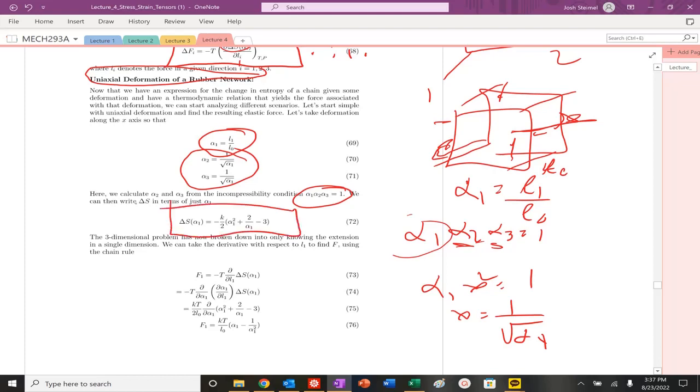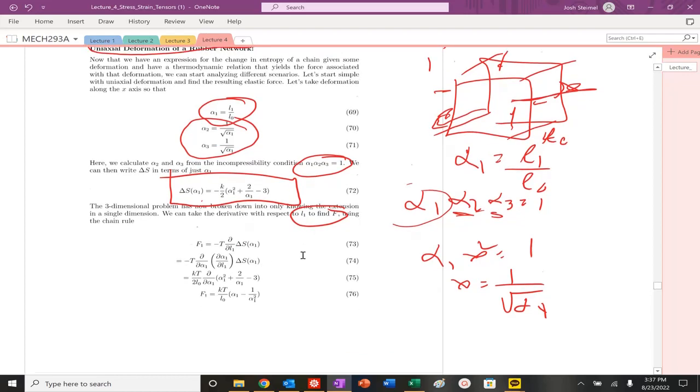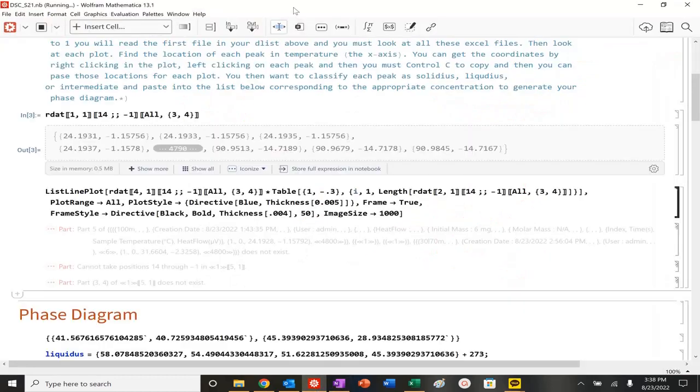Fantastic. Now, if I want to find the force in the one direction, I'm going to take the derivative of this function with respect to L1. I can do all that math, and we could actually do it in Mathematica, or you can do the math on your own.